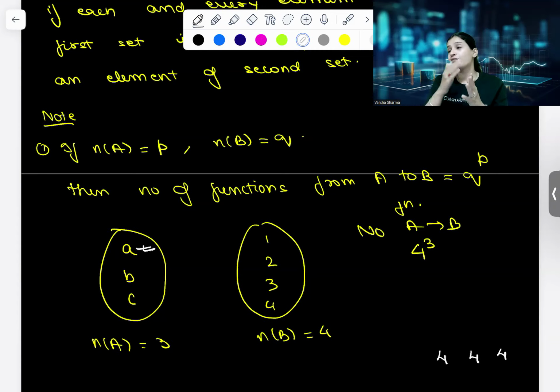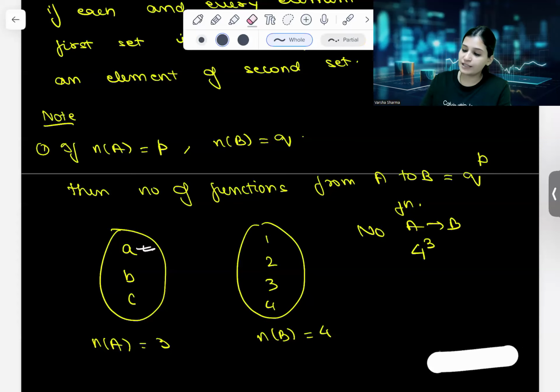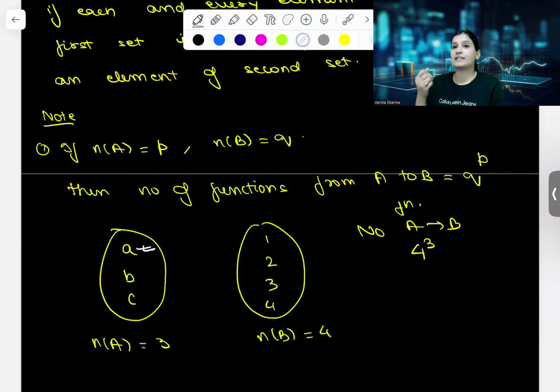Now I want to form pairs of each one of them. In the chapter on permutations and combinations, you learned that if I want to form every single pair, I multiply. If I want to form only one, I would have added. So I want all of them, so I'll multiply. 4 multiplied 3 times, so 4 to the power 3. So always, in the number of functions, it is the second set to the power of the first set.